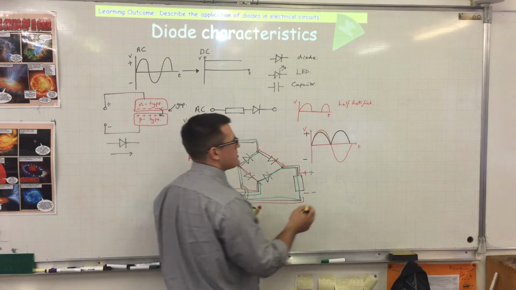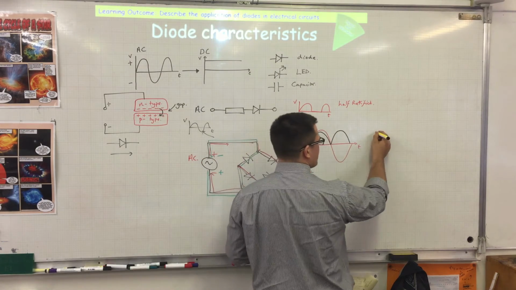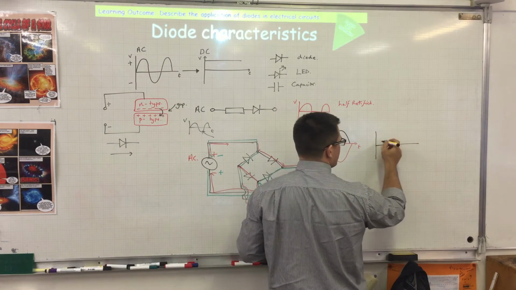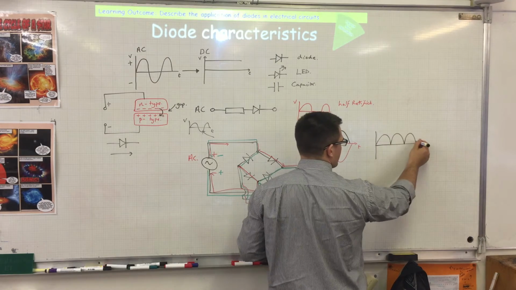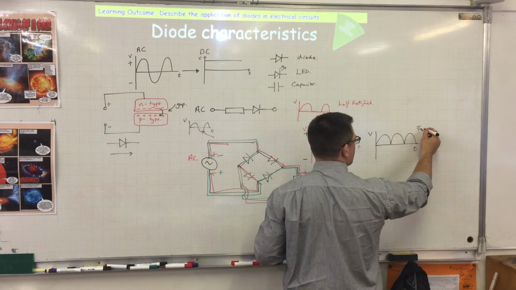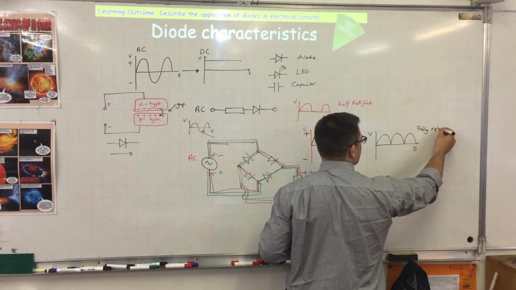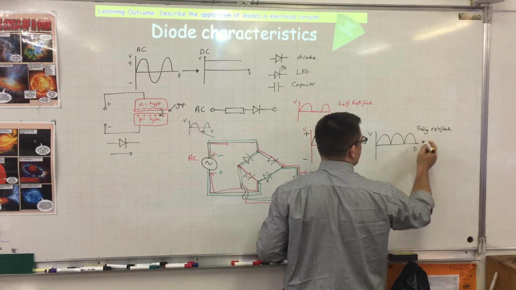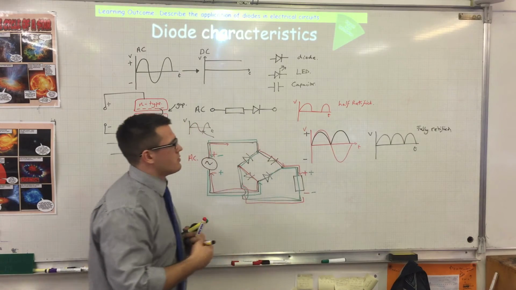And so what happens, if I continue this, this circuit will look like so, and we describe this as a fully rectified circuit, or output, or signal.